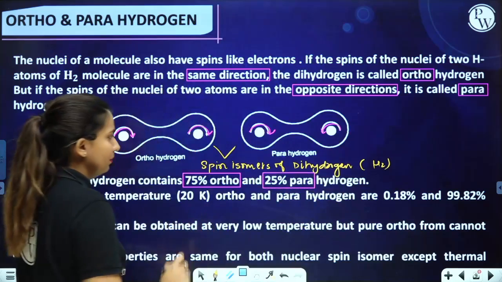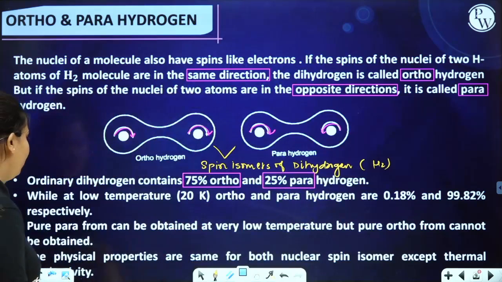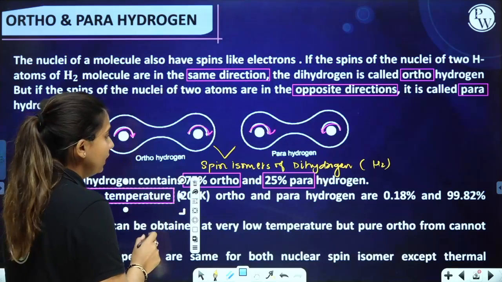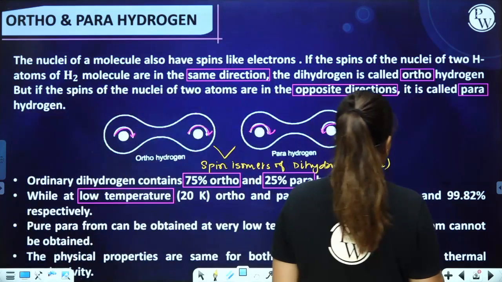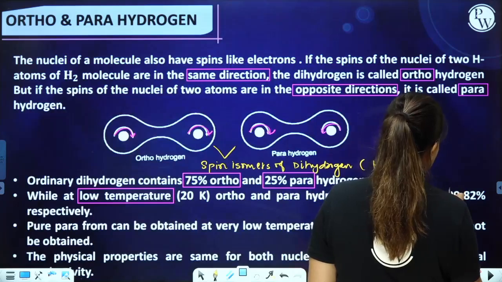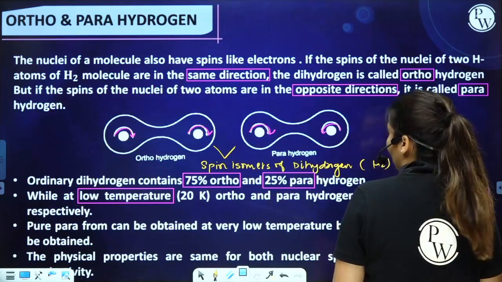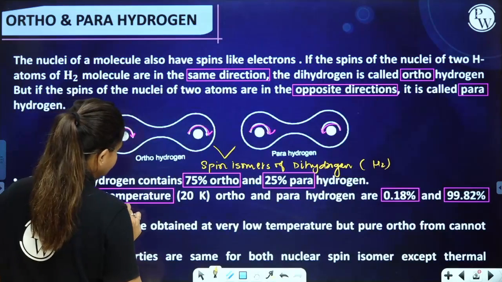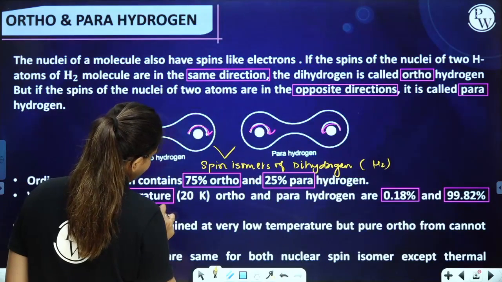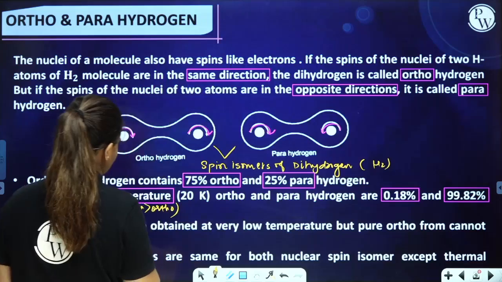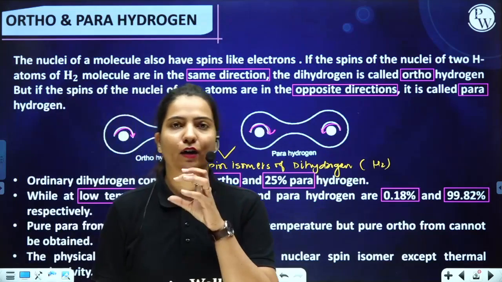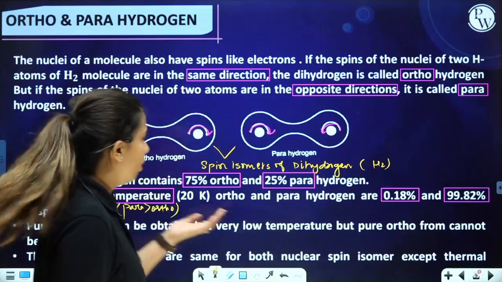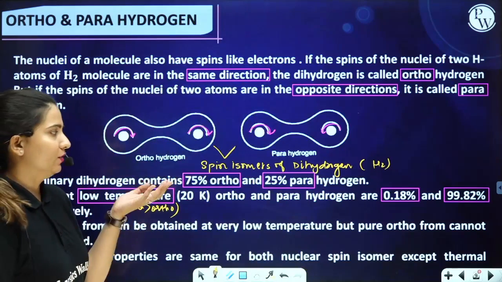Now, ordinary dihydrogen contains at the normal condition 75% ortho and 25% para. Okay, you have to remember these amounts in the ordinary condition. After that, if we have the very low temperature, around 20 Kelvin, their ratio changes to 0.018% and 99.82%. Like if we have the very low temperature, then we can simply say that the para form dominates as compared to the ortho form. At a very low temperature, para forms the major contribution, but at the normal condition, ortho is 75% and the para is 25%, right?